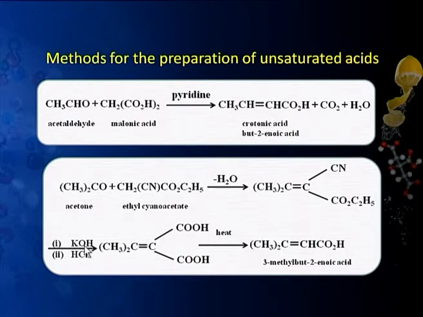Now again it is hydrolyzed first with alkali and then acidified. This ester group is hydrolyzed to a COOH group and this cyano is also hydrolyzed to a COOH group. So we get a compound with two carboxyl groups which on heating undergoes decarboxylation and we get this unsaturated carboxylic acid. If we start with acetone and treat it with ethyl cyanoacetate, the product that we get is 3-methyl but-2-enoic acid. So, the Knoevenagel reaction is very commonly used for the preparation of various alpha beta unsaturated carboxylic acids.